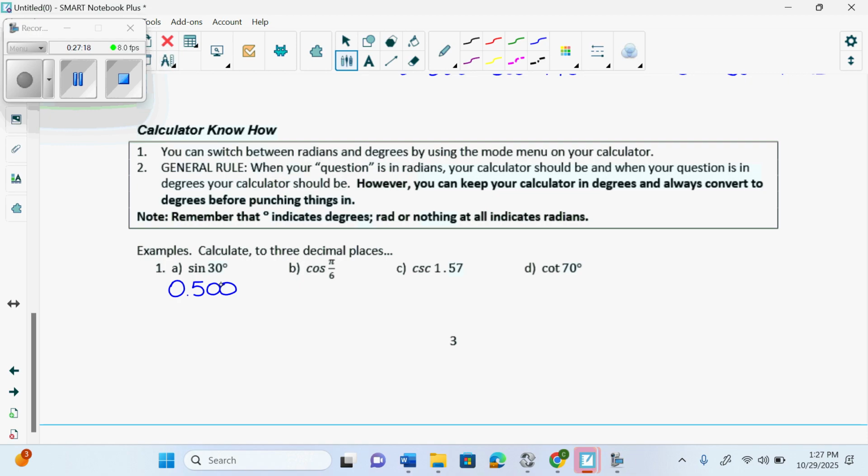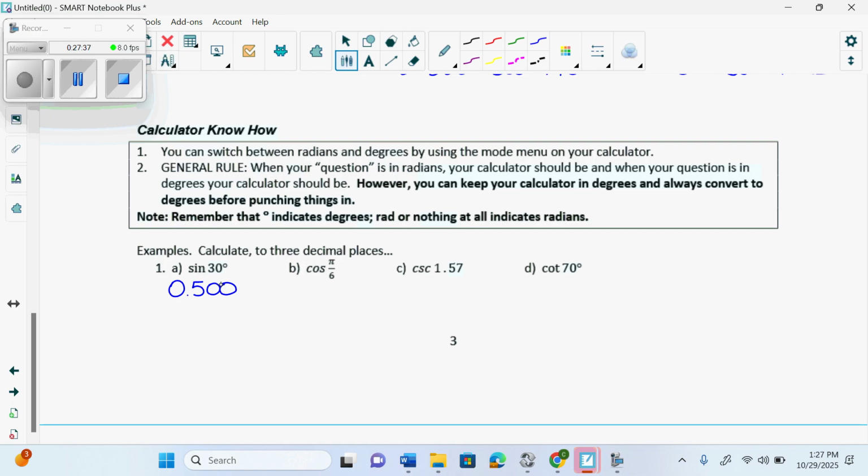Okay, the next one I'm going to press cos, and I'm like, stop, girl. Pi over 6. What's that in? Radians. I go to mode. I'm not pressing that yet. I got to go to radians. Then I go second quit, take myself out of the mode. And then I go cos pi divided by 6.